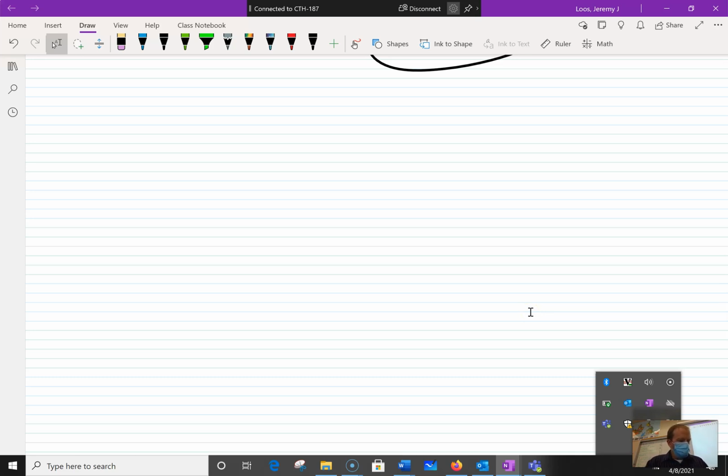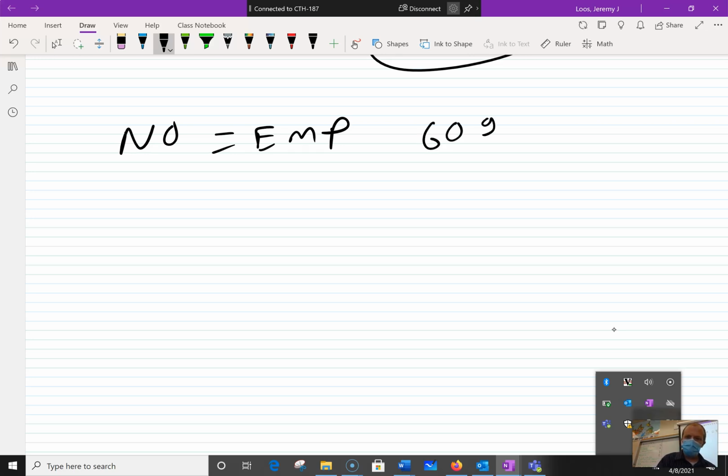So if we go down a little bit, and this is a race against time till my battery runs out for the people who are watching this. Number 12 says the empirical formula for a certain compound is NO. This is the empirical, it tells us. And the molar mass of the compound is 60 grams per mole. It says, what is the molar mass of the empirical formula?